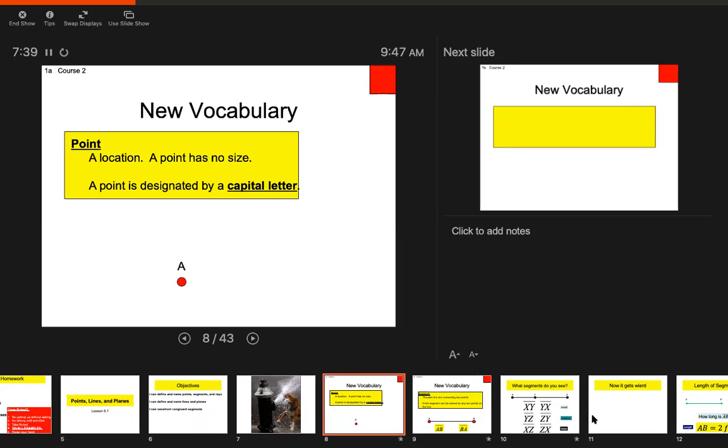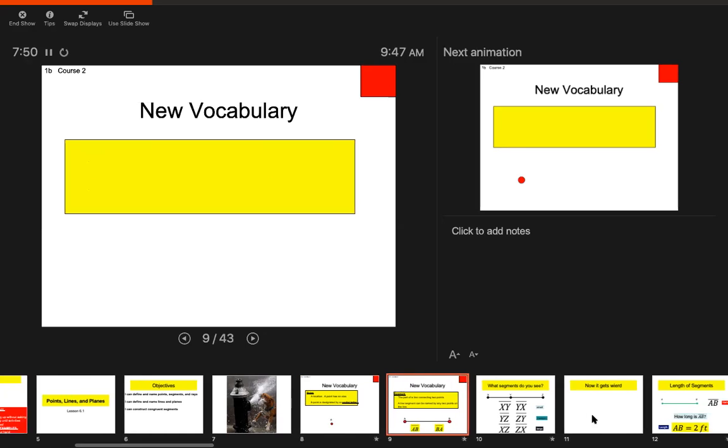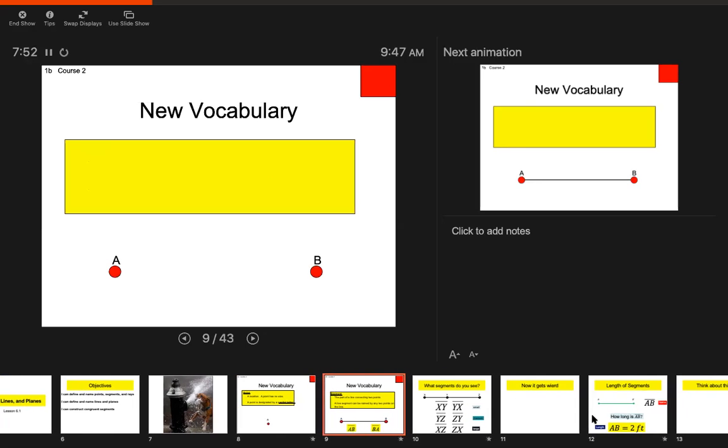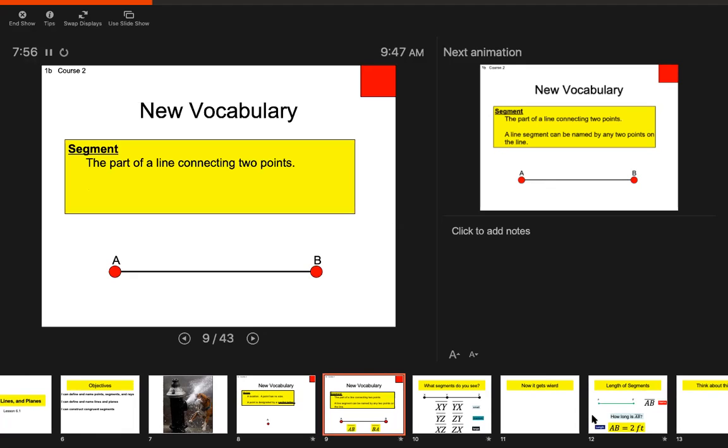You'll see on the worksheet, sometimes there isn't enough space next to the dot to put the letter A, so they put the A up here and put an arrow pointing to it. You'll see it on the worksheet. If we take 2 points, we play connect the dots, we make what's called a segment or a line segment, right? And this is a part of a line. It's not the whole darn line.